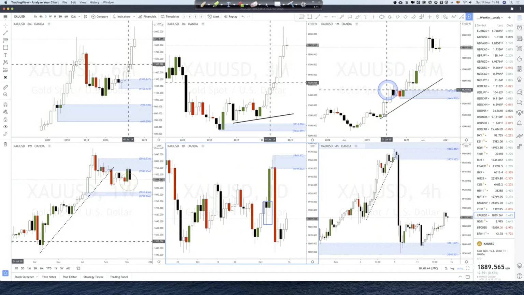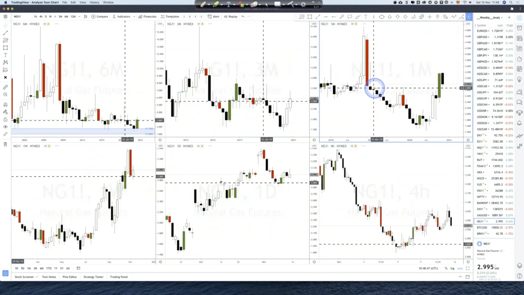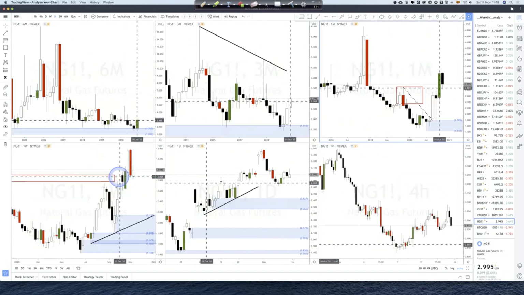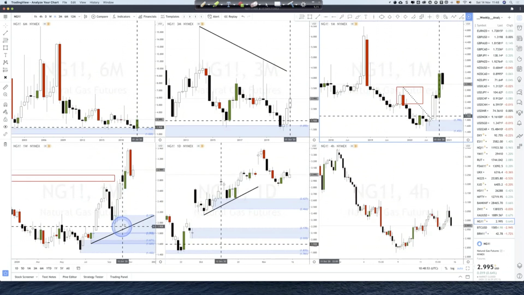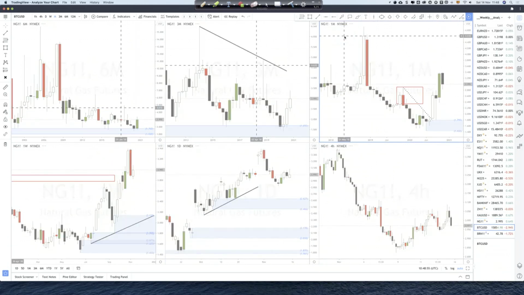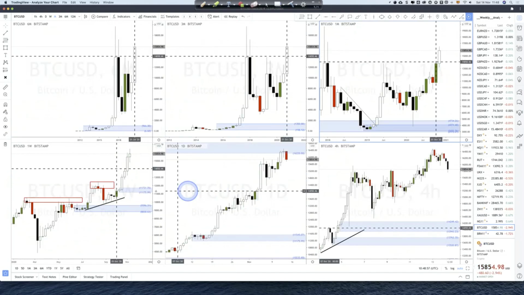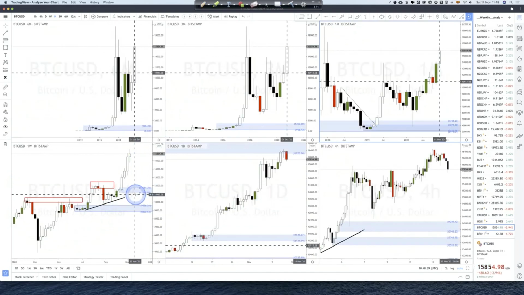Natural gas, expecting a bearish correction. No set and forget. But out there, expecting price to drop to the weekly area of demand, where longs will be possible again. Bitcoin, super strong rally on the weekly, expecting a bigger correction.